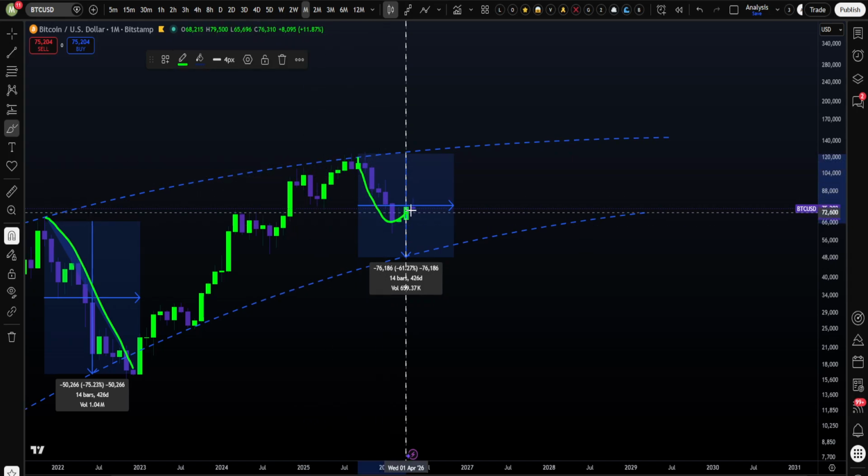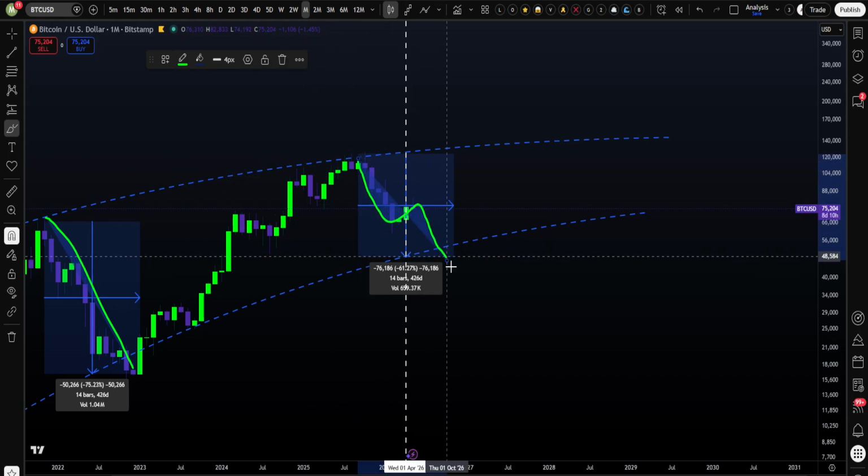Keeping it super simple, the A, B, C pattern. I think we're going to be looking for consolidation around here, and then this will be an amazing time to buy.